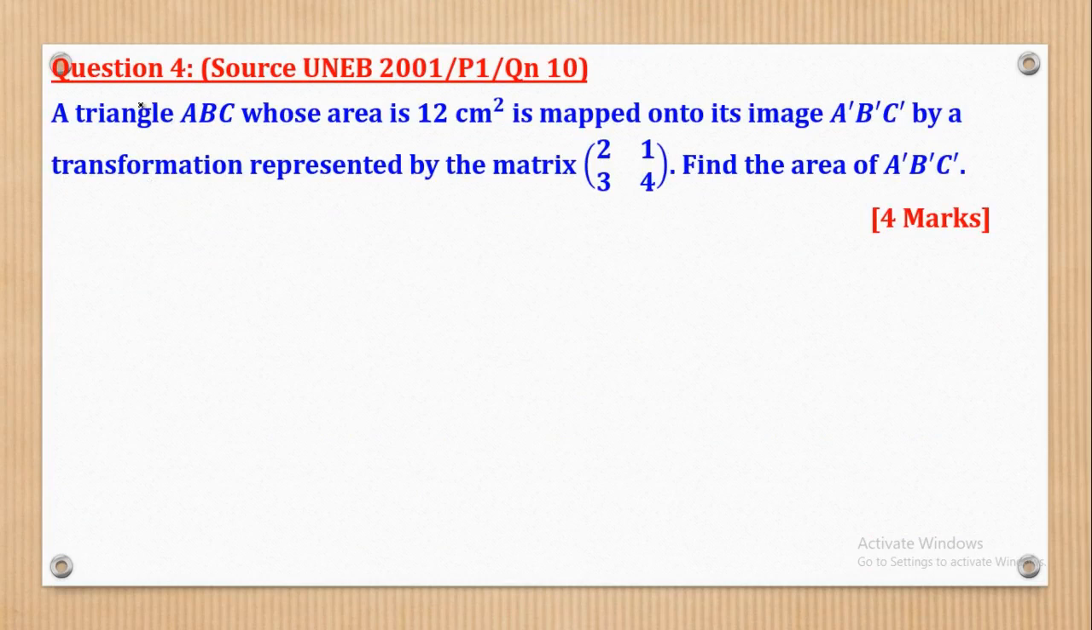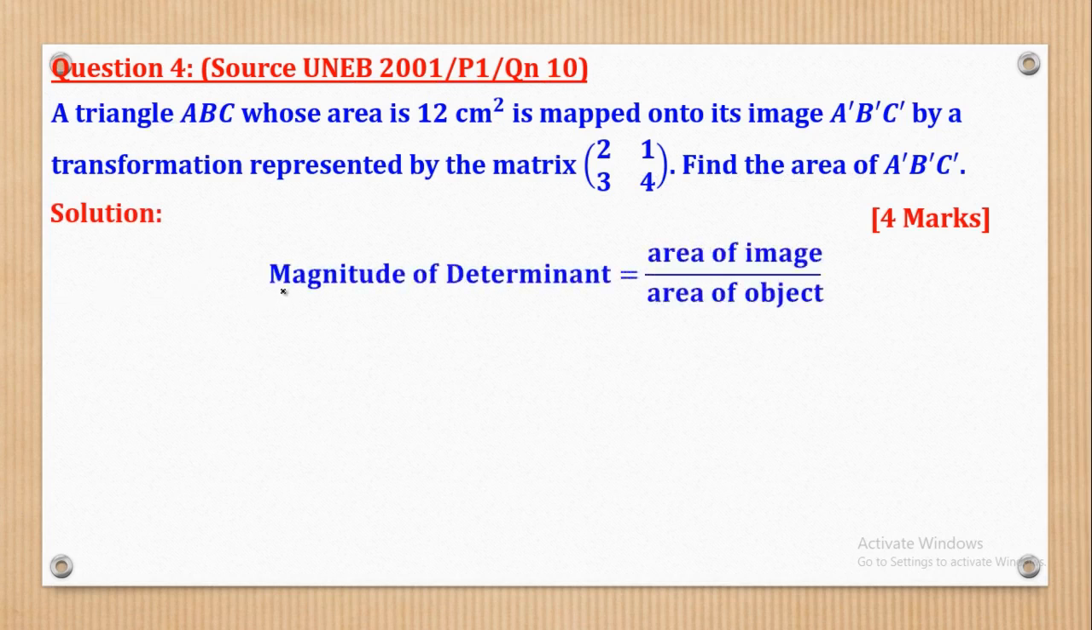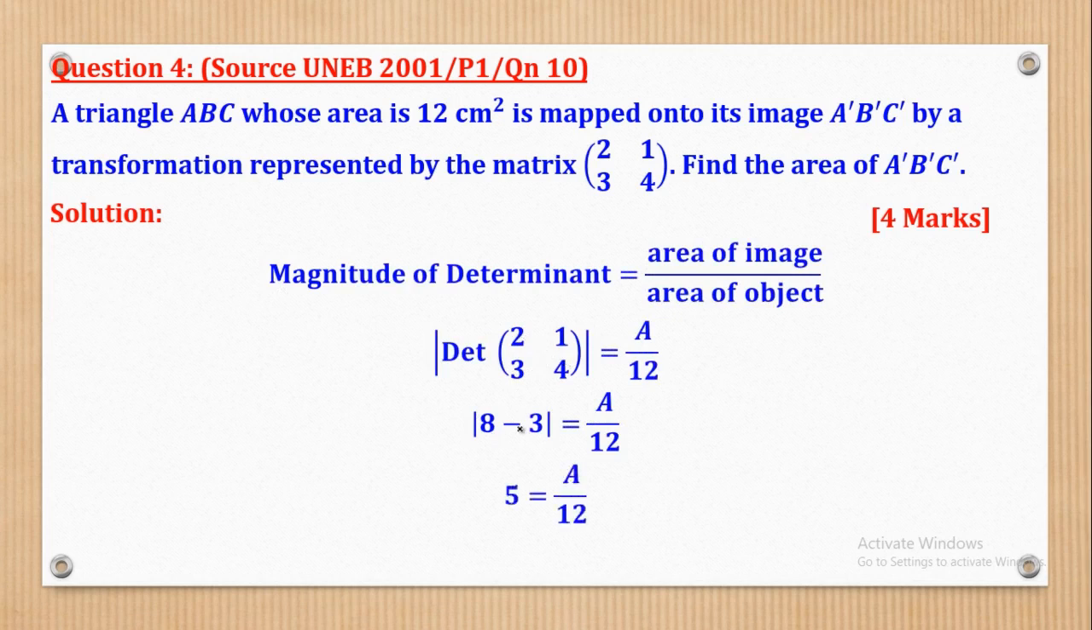So now we shall go to question 4, which came from UNEB 2001, paper 1, question 10, and says a triangle ABC whose area is 12 centimeters squared is mapped onto its image A prime, B prime, C prime by a transformation represented by the matrix 2, 1, 3, 4. Find the area of A prime, B prime, C prime. Still we code the formula, then substitute, and get the determinant, this minus that, to give you this. Then simplify and make A the subject, and that will be the area they want.